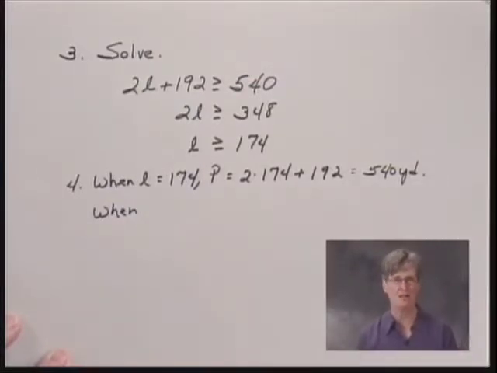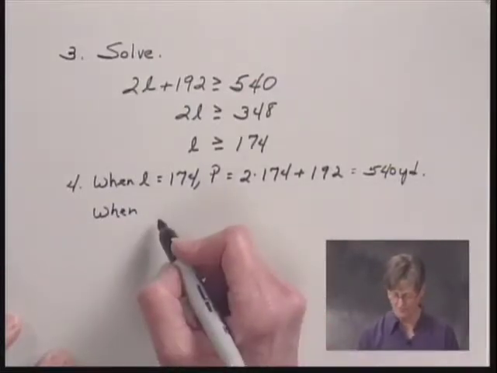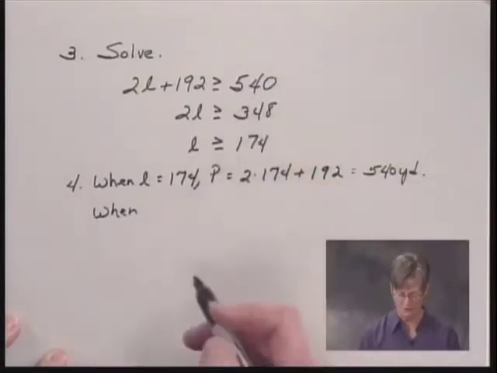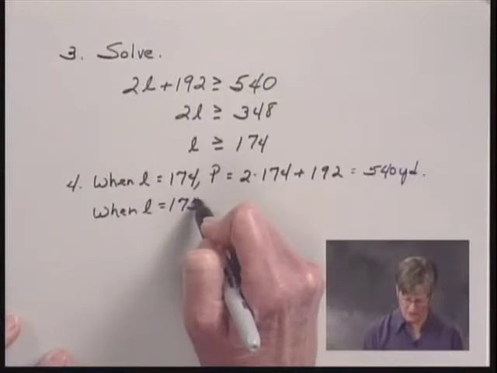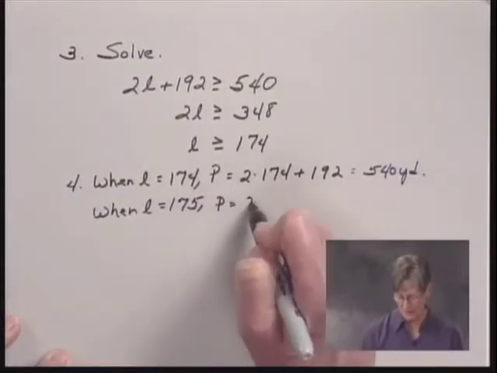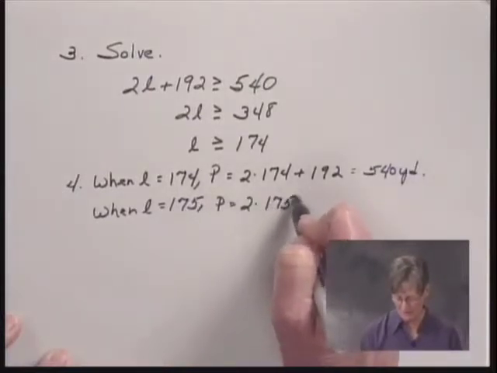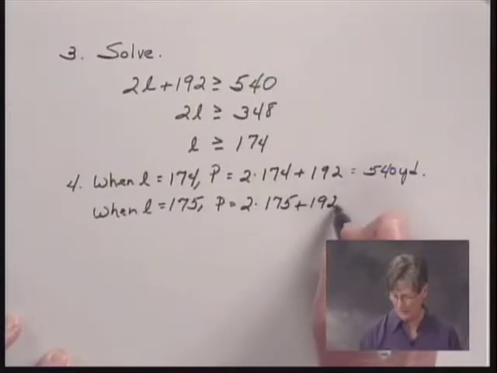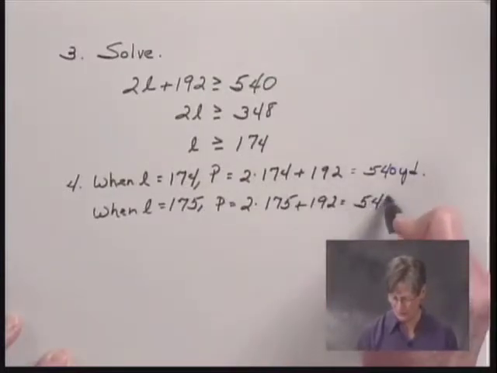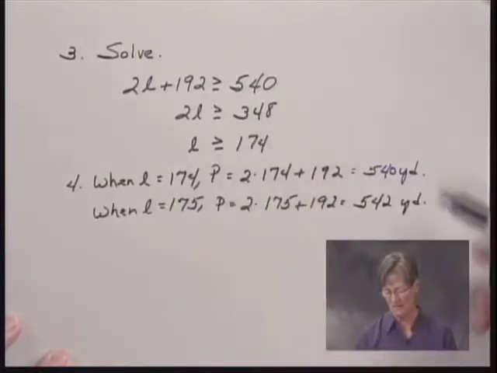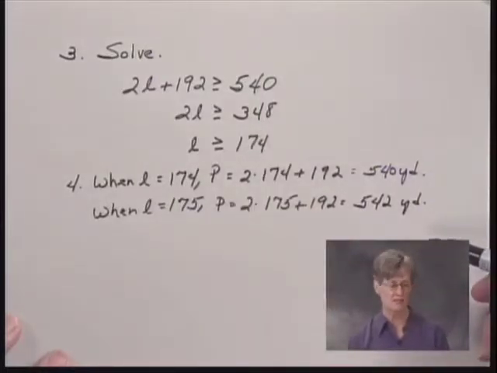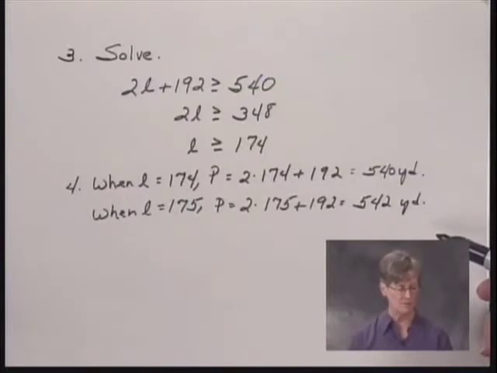So let's just try a value larger than L and see if we get a perimeter larger than 540. And let's just go up 1 yard. When L is 175, the perimeter is 2 times 175 plus 192, which is 542 yards. And this is greater than 540. So having done these two computations, we can say that the answer that we got does seem reasonable.